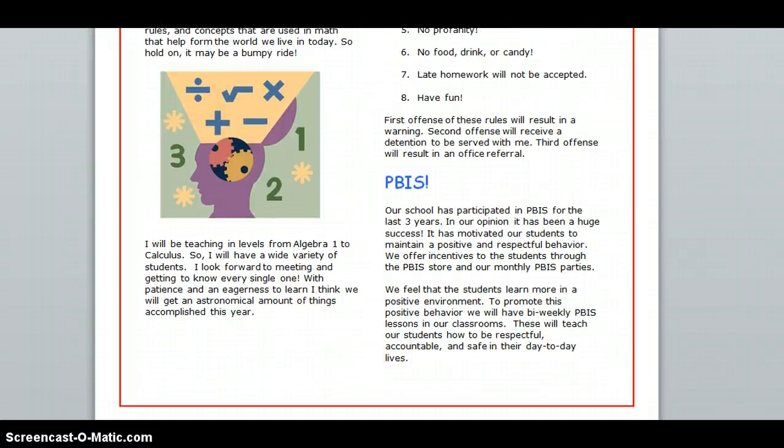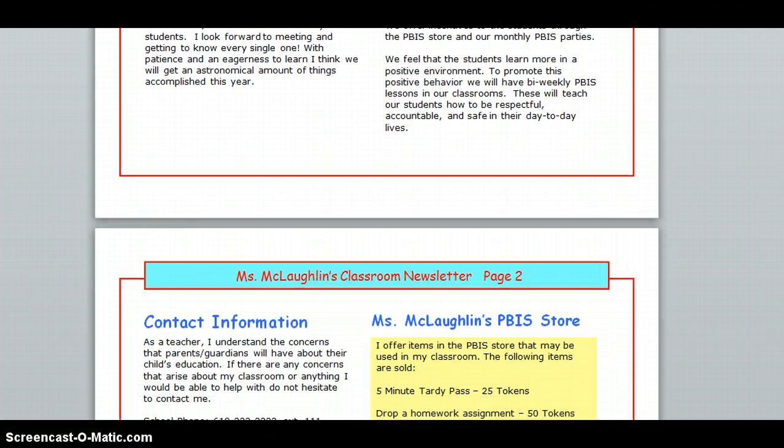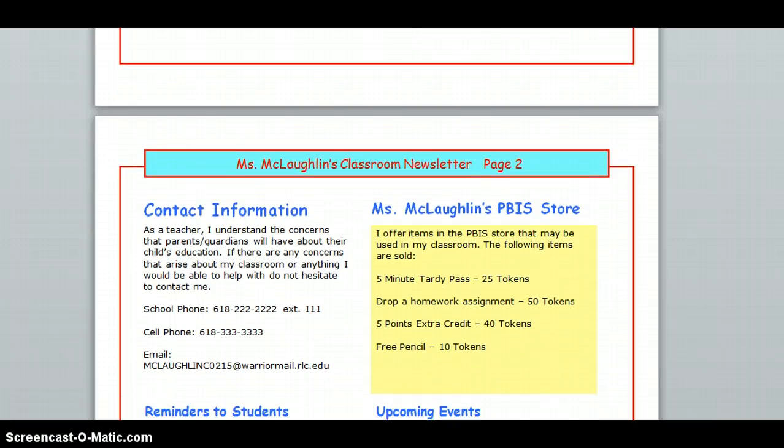Then there talks about PBIS, which is something a lot of schools are enforcing. At my school, we always had a PBIS store, so whenever you have your tokens or RAM Pride tickets or whatever you call them, you can always purchase things. And here's some things that are purchased specifically for my class.